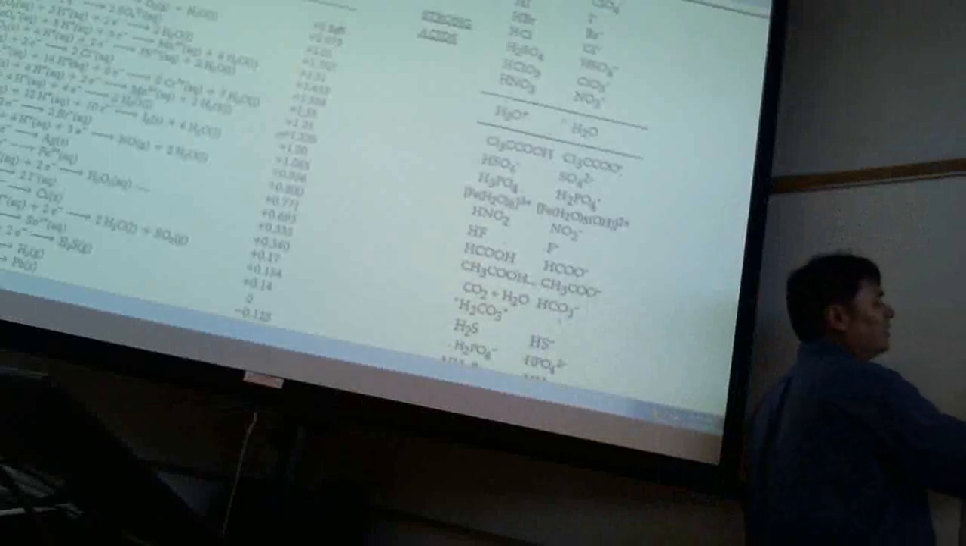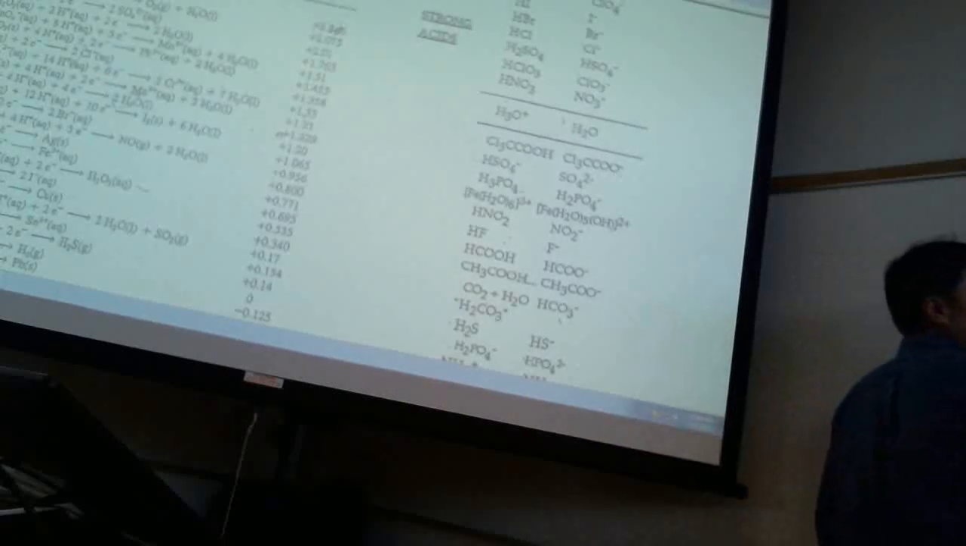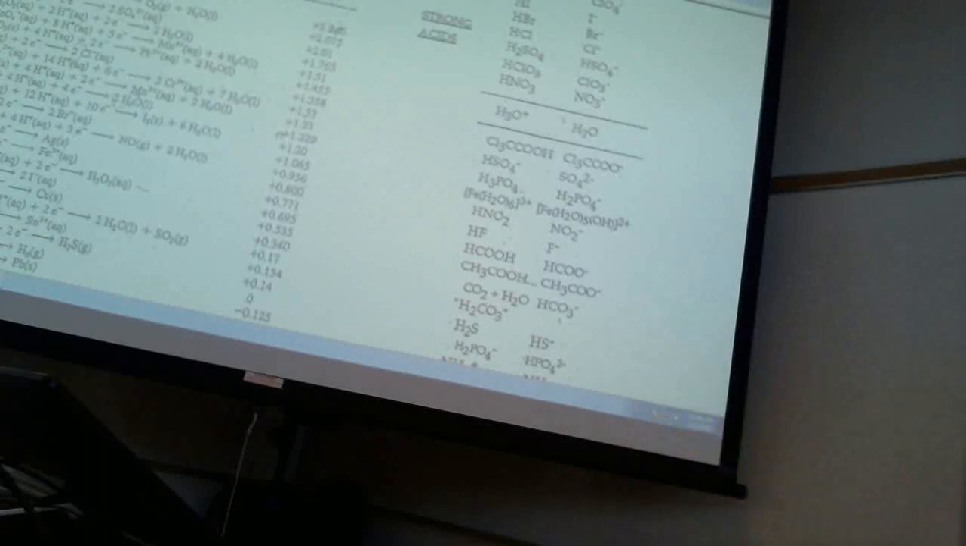But you know what? We could fix it, right? But maybe we'll just leave it because the end result is going to be the same. The HS minus that we produce here is plenty powerful enough of a base to strip another proton off acetic acid, and we end up with H2S.